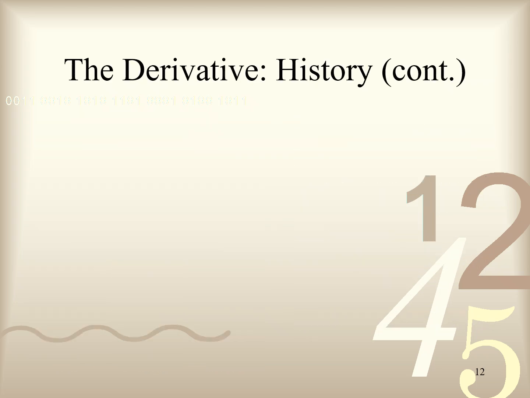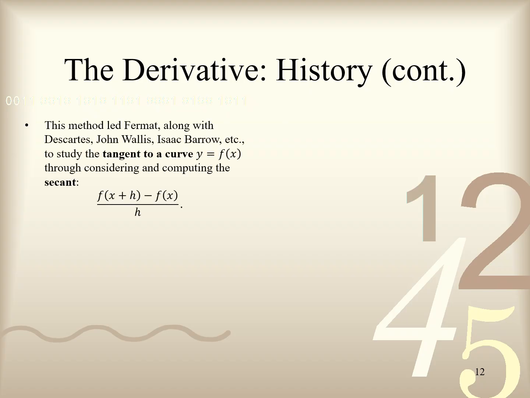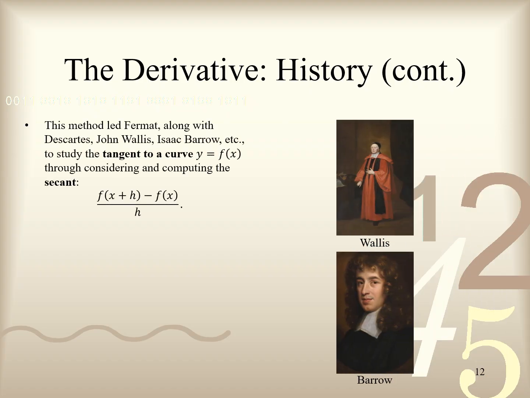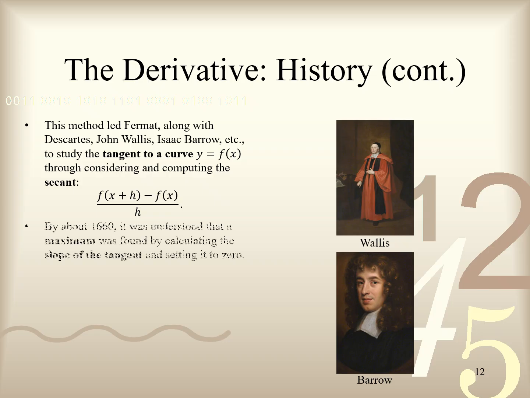Continuing our discussion of the history of the derivative, this method led Fermat, along with Descartes, John Wallis, Isaac Barrow, and others to study the tangent to a curve y equal to f of x, through considering and computing the secant, given by the ratio f of x plus h, minus f of x, all over h, where h is a constant. By about 1660, it was understood that a maximum was found by calculating the slope of the tangent and setting it to 0.